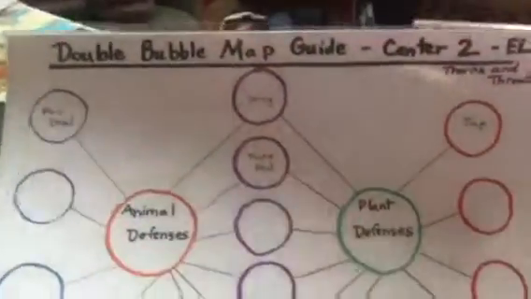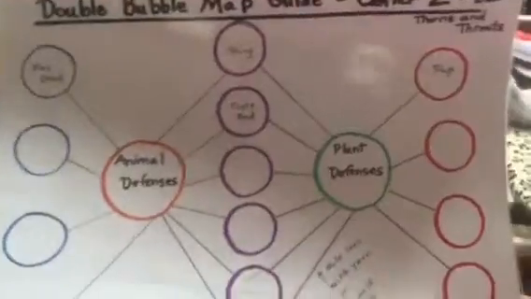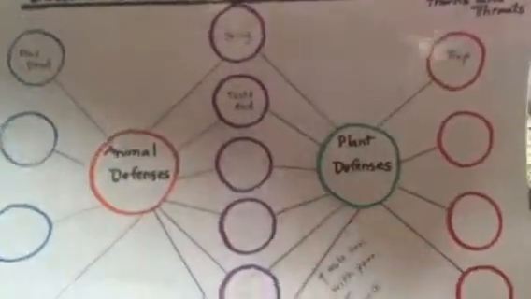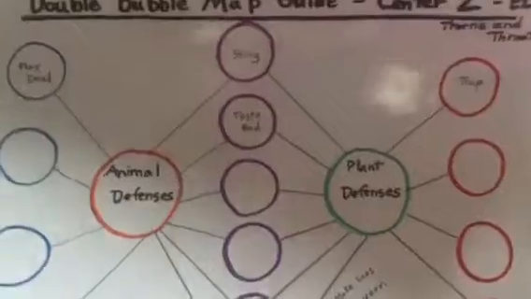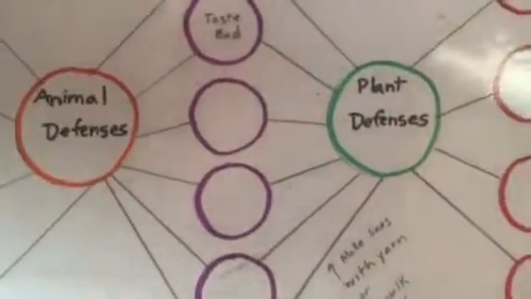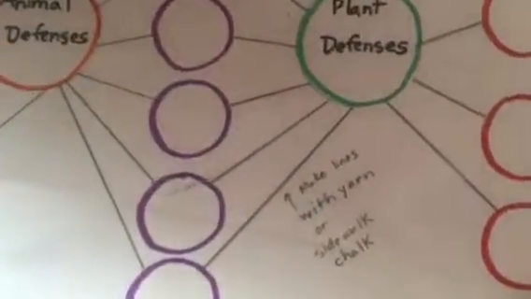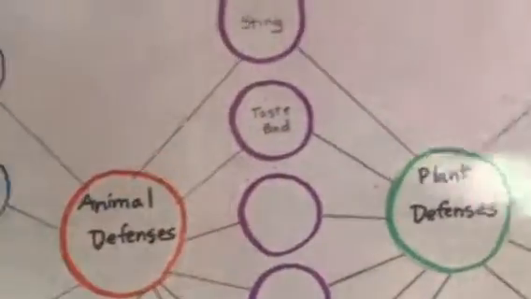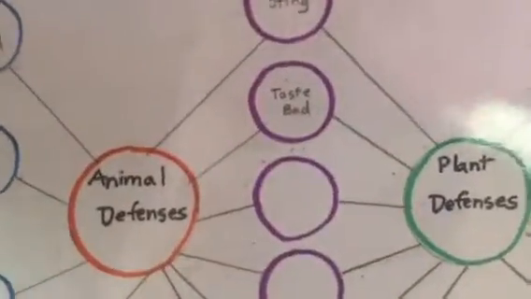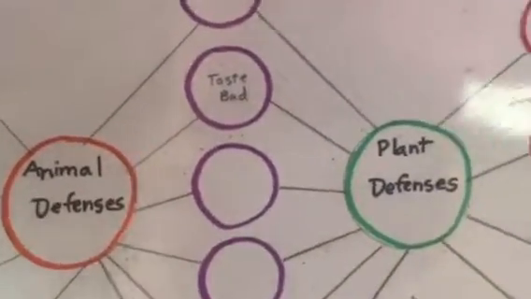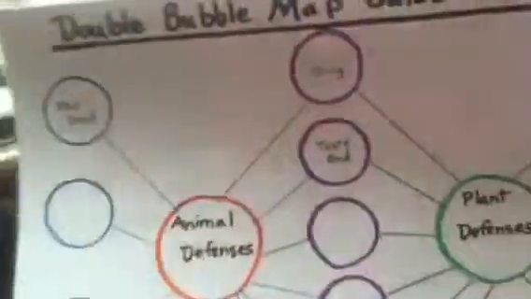The double bubble map, I'm sure many of you are familiar with because it's a tool that gets used in your classrooms regularly. We have made a guide for you in case you're not familiar with it, and you can use this and you can make lines on the ground, the lines it says make with yarn or with sidewalk chalk. You're going to connect the different defenses to either their animal defenses or their plant defenses or their shared defenses. So you're wondering, how are you going to set this up?